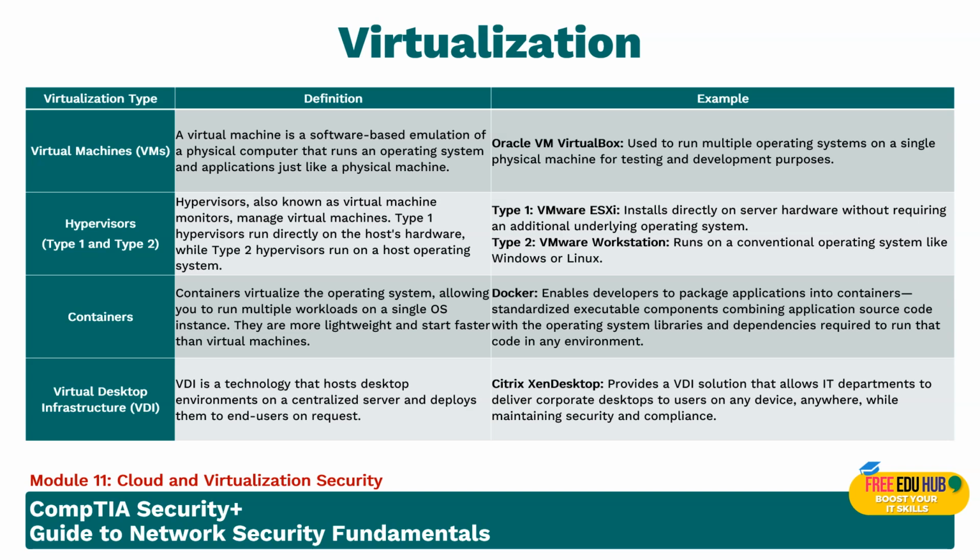Then type 2 hypervisors run on the host operating systems and provide virtualized services such as input and output device support and memory management. They are often referred to as hosted hypervisors because they are dependent on the host machine operating system. Popular examples could be VMware Workstation or Oracle VirtualBox.